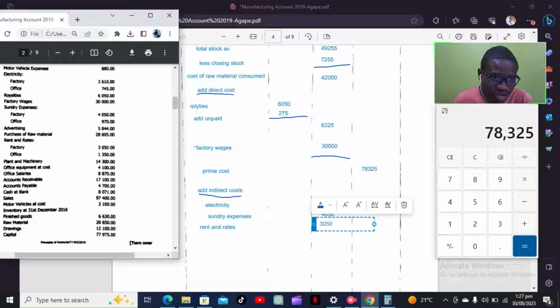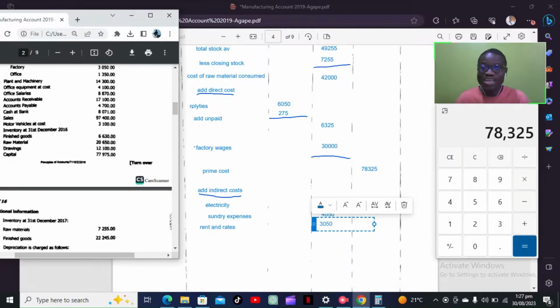So from entering rent and rates, we have plant and machinery, office equipment, office salaries. These are for the office. Then nothing. There is nothing concerning the factory. So when there is nothing concerning the factory, now we're going to look at our depreciation.